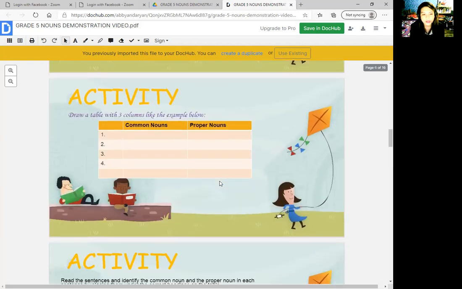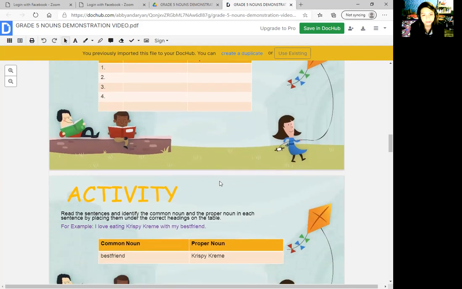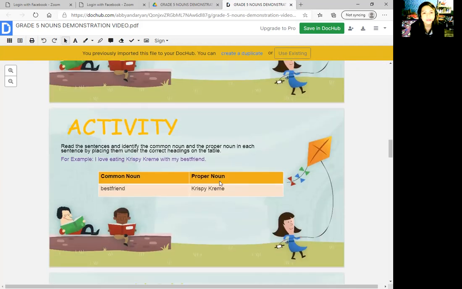Okay, so the activity would be: I will be giving you sentences, and you will identify the common and proper noun in each sentence by placing them under the correct headings on the table. For example, I love eating Krispy Kreme with my best friend.